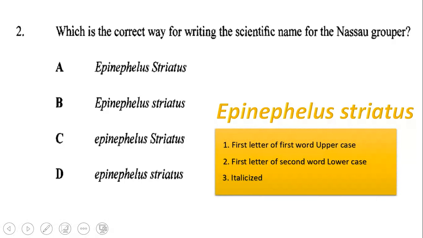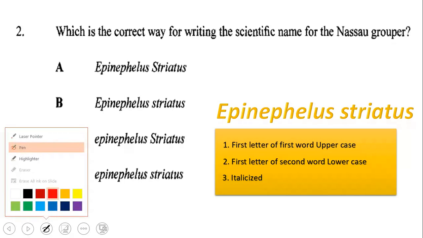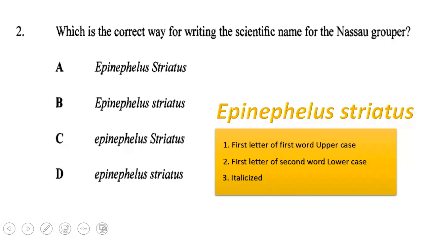Note that the first letter of the first word is uppercase. The first letter of the first word is E, and E is uppercase. Note also that the first letter of the second word is lowercase. The first letter of the second word is S, and note that that letter is lowercase. Note also that these two words are italicized. This is the correct way for writing the scientific name for the Nassau grouper.